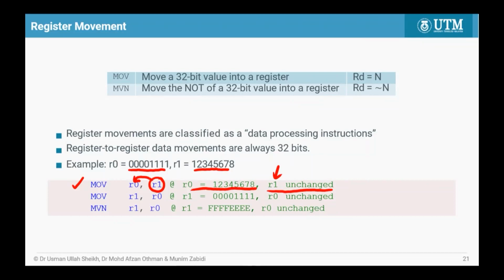Okay, what about this one here? MOV R1, R0. Now what happened here? You're going to take the value from R0 and put it into R1. So that's why you see here R1 equal to this value, which is copied from R0, and R0 is unchanged.